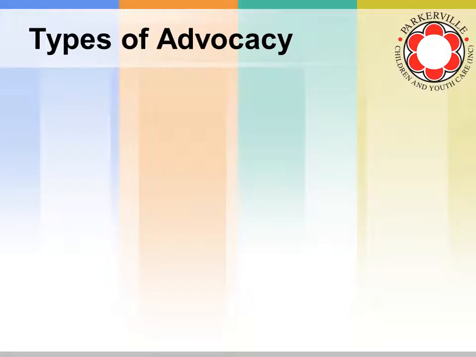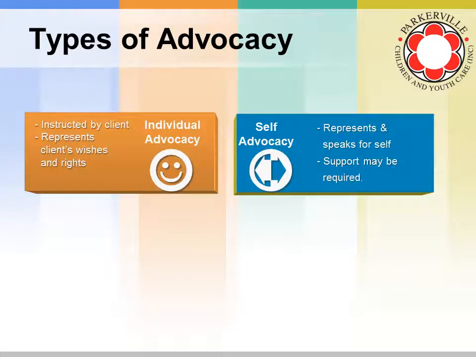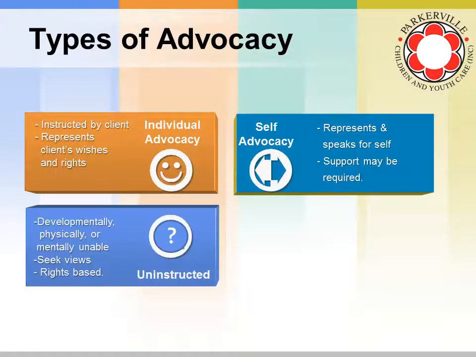Types of advocacy. Types of advocacy include individual advocacy, advocating for and protecting the rights of another person or persons. Self-advocacy is advocating for oneself. Some people require support from professional staff to help facilitate this. Uninstructed advocacy. People with developmental or physical disabilities or mental illness may be unable to provide instructions for others to advocate for them. Advocates try to understand their world, to seek views from those close to them, and to work from a rights perspective for them.